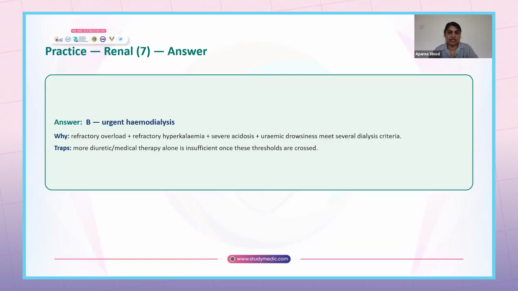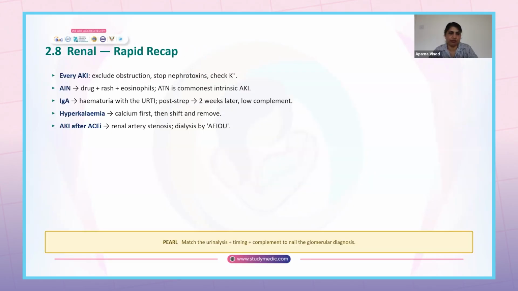So the answer is urgent hemodialysis, because there is refractory hyperkalemia, there is overload, there is severe acidosis, there is drowsiness as well, which indicates encephalopathy. So it meets the dialysis criteria. Therefore, you need to go ahead with that. Giving more diuretic or medical therapy alone is not sufficient. You can continue with your hyperkalemia management as dialysis is being arranged, but it is not going to be sufficient.